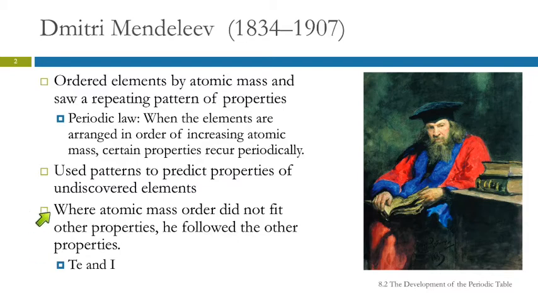And there were a couple of places where the atomic mass order didn't fit the other properties, and so he followed the other properties. One example of this is tellurium and iodine. If we find tellurium and iodine on the periodic table, we see that tellurium comes before iodine, and yet its mass is larger. Tellurium is 127.6, iodine is 126.9. So going by mass, iodine should be first. But he recognized that that didn't fit the properties pattern that he was seeing. So we found out later that atomic mass is not actually the ordering principle.